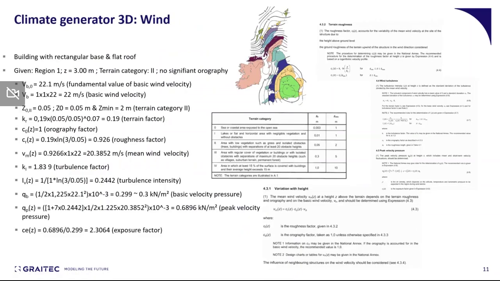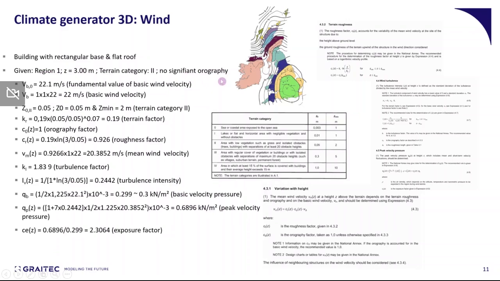First, I am going to present the climate generator for wind, and then we will have a demonstration of how to use the climate load generator in advanced design, and then I am going to present the climate load generator for the snow. In this particular example, the building is rectangular. There is a flat roof on this building, and this information is given for this particular structure.